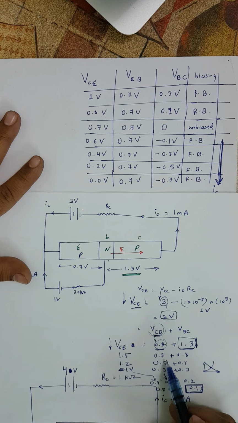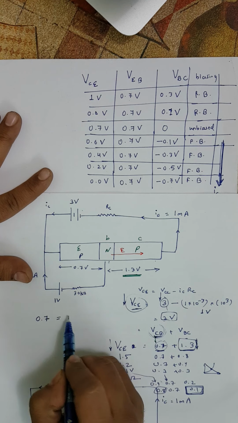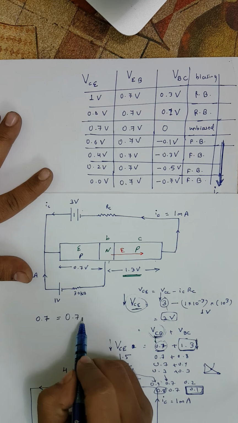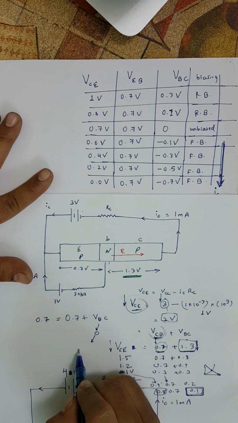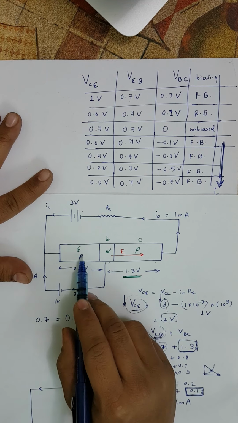So as we keep on decreasing this VCE until this VCE becomes almost equal to, let's say, 0.8 or something, no problem. But what if we decrease this VCE beyond this, let's say VCE is dropped to 0.7? So we know that this VCE is equal to VEB plus VBC, and this remains 0.7, and this is VBC. So this becomes 0, which means this becomes unbiased. Now as soon as it becomes unbiased, it has lost its property to attract the holes.